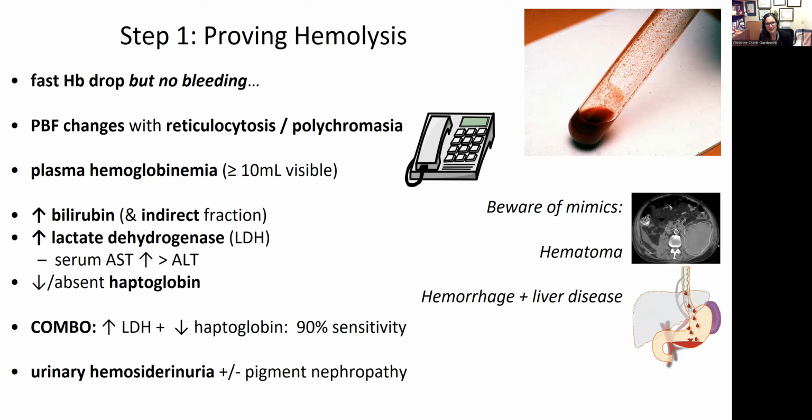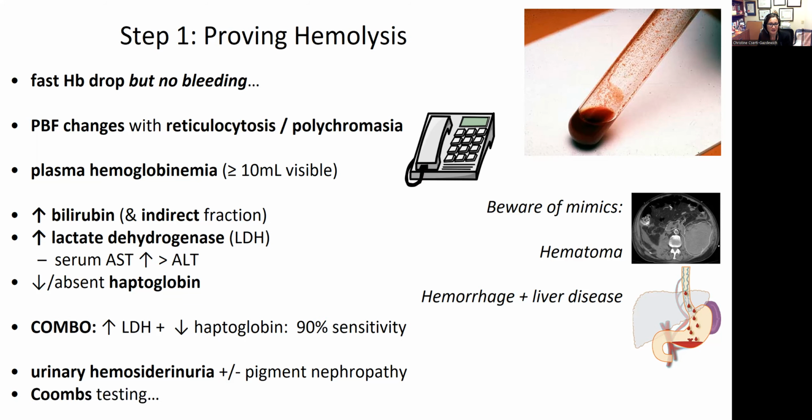Or a person with liver disease can have a high bili, a high LD, and be undersynthesizing haptoglobin and be having esophageal varices with a GI bleed. So just be aware that liver disease with hemorrhage can exactly look like hemolytic anemia. So we do need to look at these cases carefully to make that distinction.